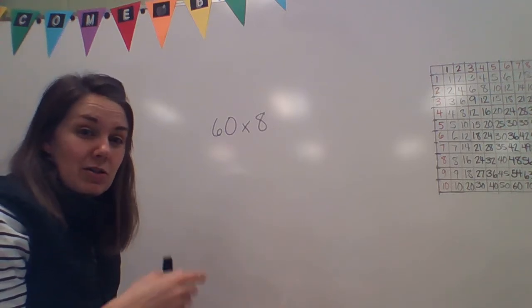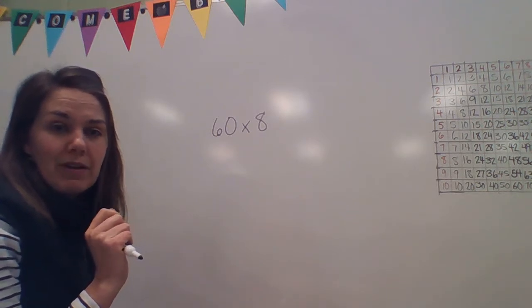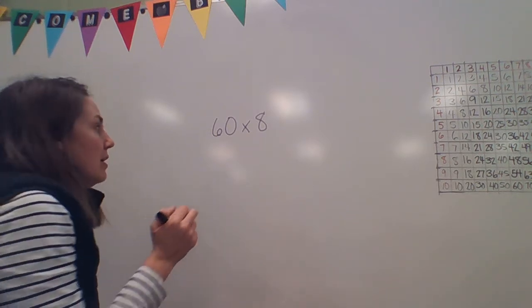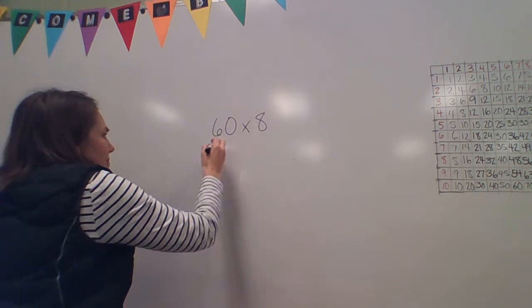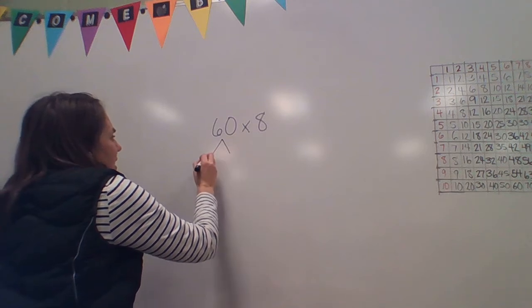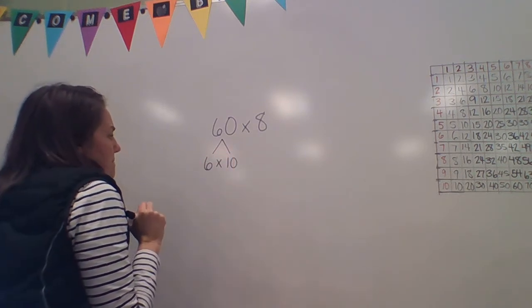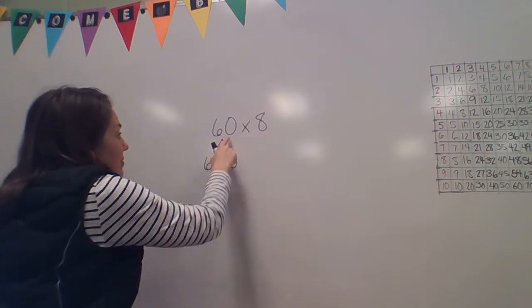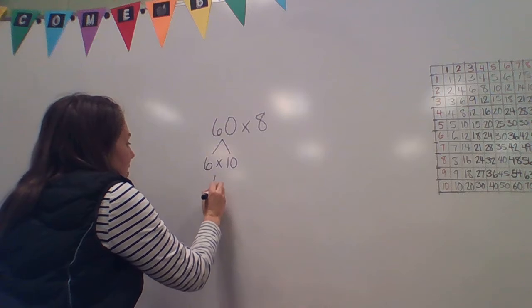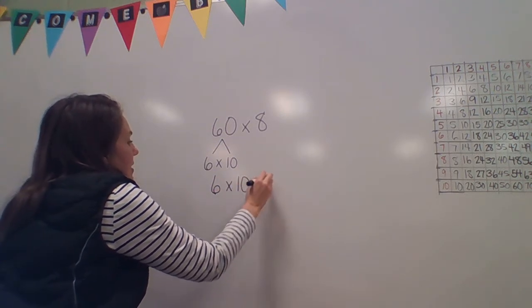If you get a different answer, you might want to look back and see which part was different, that got you a different answer. So I'm going to go ahead and think about this. I'm going to break this apart into thinking of 60 as 6 times 10. So now I'm going to rewrite my problem, but instead of writing it as 60 times 8, I'm going to write it as 6 times 10 times 8.